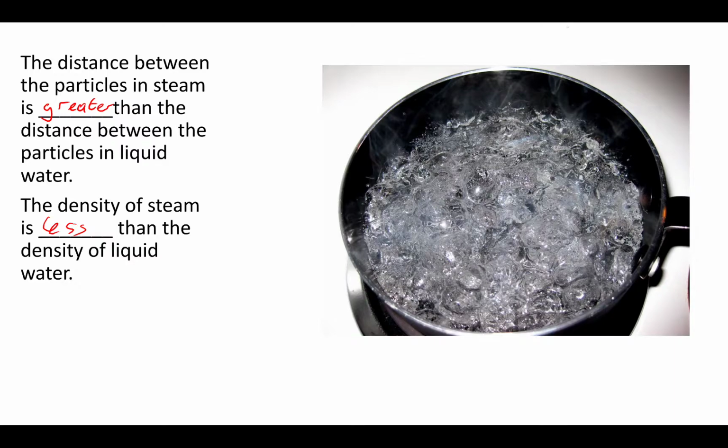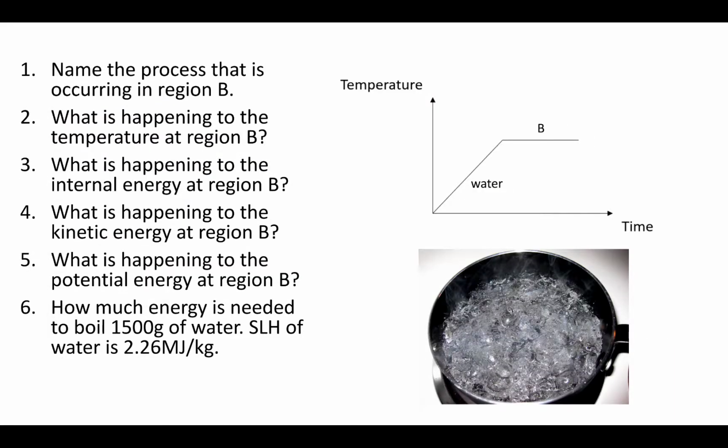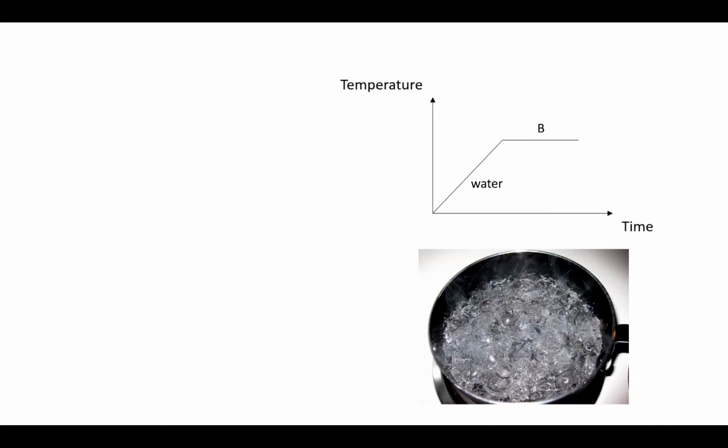All right, let's move on. So let's pause and have a go at these, and then I'll take you through the answers. Okay, let's move on. The first one, name the process that is occurring in region B. That'll be boiling. So it's going from water, B being boiling, then obviously once the water's all boiled, it'd go up again.